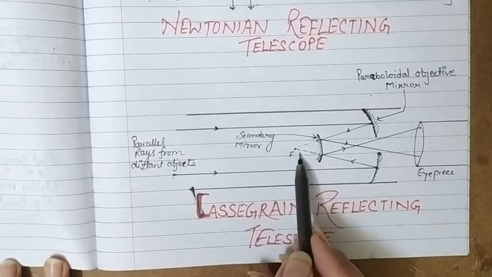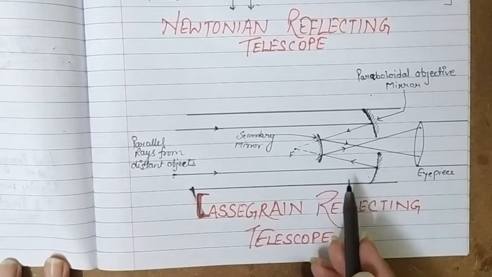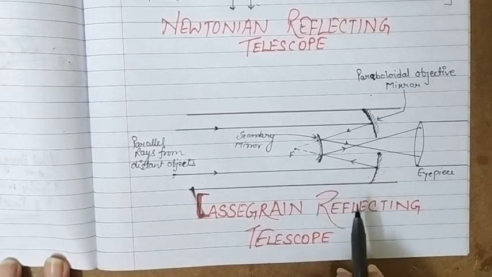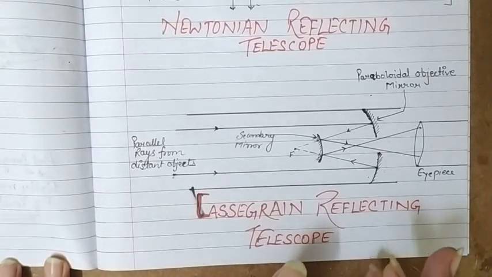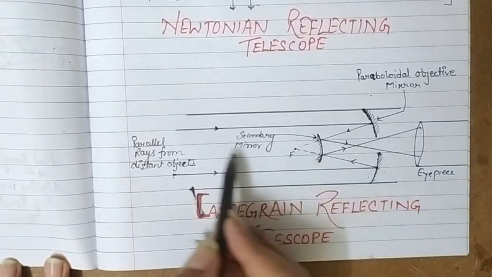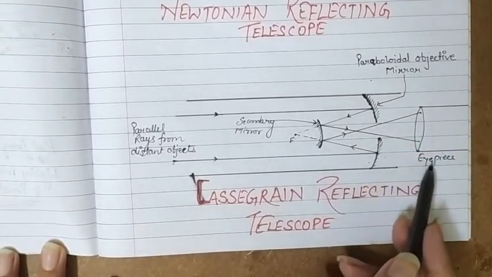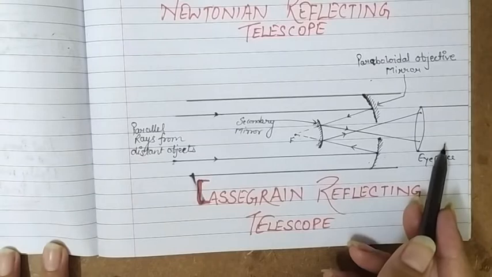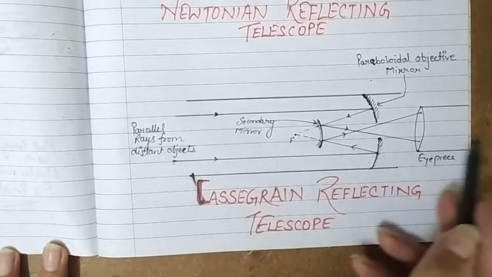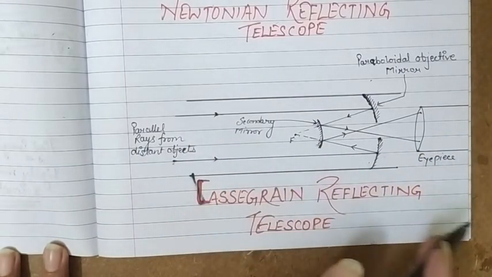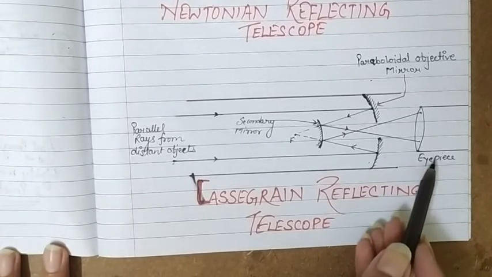Near the focus of the primary one, and the eyepiece is placed on the axis of the telescope only. In the Newtonian it was perpendicular to the axis, but in the Cassegrain reflecting telescope, this eyepiece is placed on the axis of the telescope only. This is the axis of the telescope, horizontal. So on the same axis the eyepiece is placed.